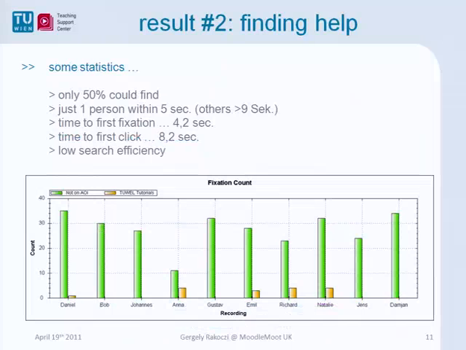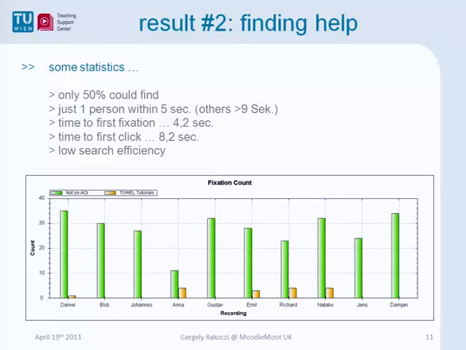Yeah, and here are some statistics. Just 50% found this element, the tutorials on the left-hand side, and just 1 person found it within 5 seconds. I have to say this is the so-called rapid fire task. That means the students were presented with 1 picture for 10 seconds, so it was just a short visual presentation. And the others needed more than 9 seconds to find this button.